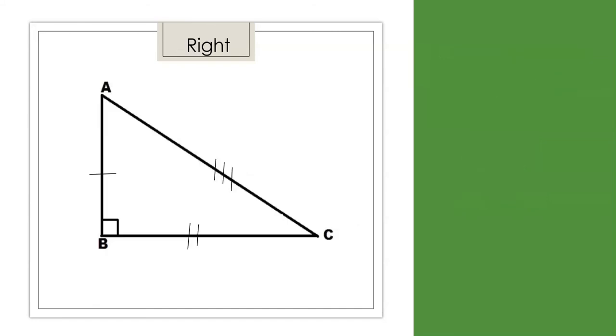Now let's look at a fourth triangle. The fourth triangle is very similar to the last triangle that we just did, the scalene triangle, where the sides are all different. We have 1 mark on this leg right here, we have 2 marks here, and we have 3 marks here, same thing as the scalene triangle. So all sides are not equal to each other, which means that all angles are not equal to each other.